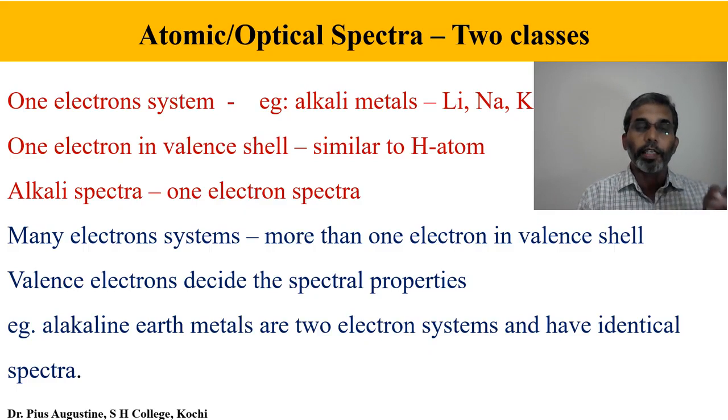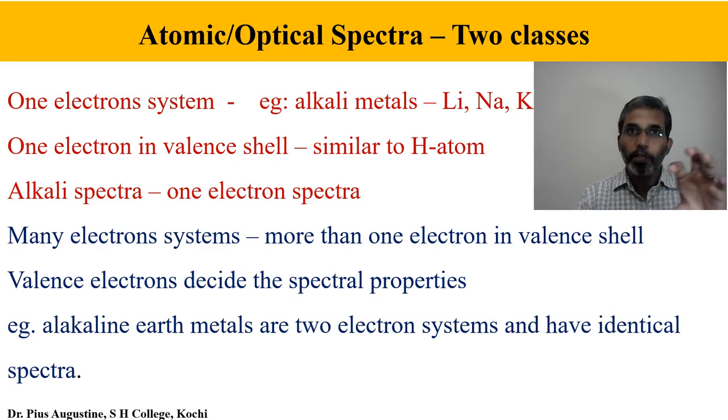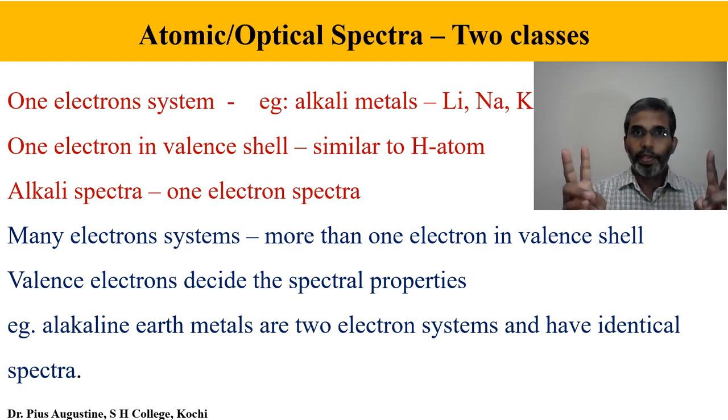Okay, so inner electrons will not take part in this process. Depending on the number of these valence electrons in the outer shell of an atom, atomic spectra are generally divided into two classes. One is one electron atoms and the corresponding one electron spectra, and the other is many electron systems.